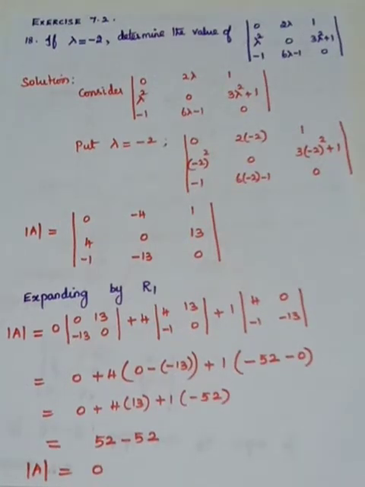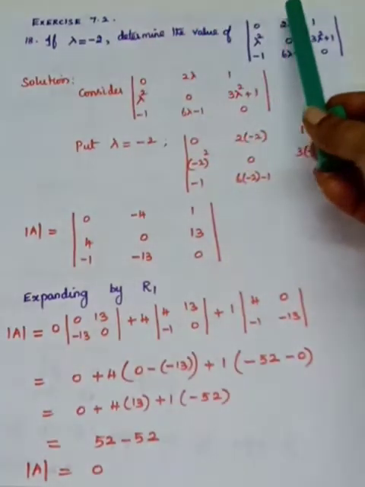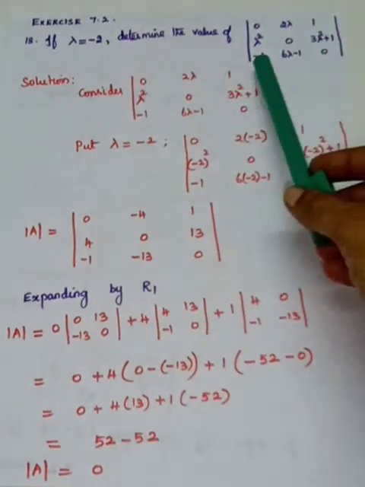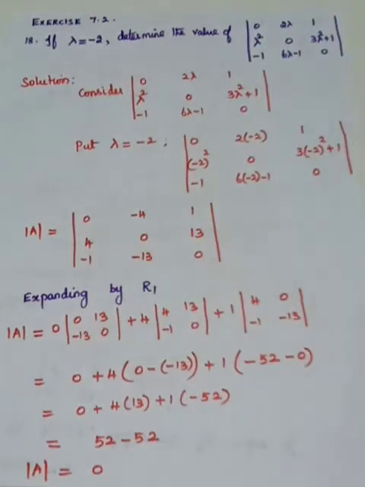Exercise 7.2, 18th problem. If lambda is equal to minus 2, determine the value of this determinant. You see that a determinant has to be written within vertical lines. If the entries are written within the vertical lines only, we can find the value. If the entries are enclosed with square brackets, it's a matrix, it's an arrangement. We can't find a value for that.